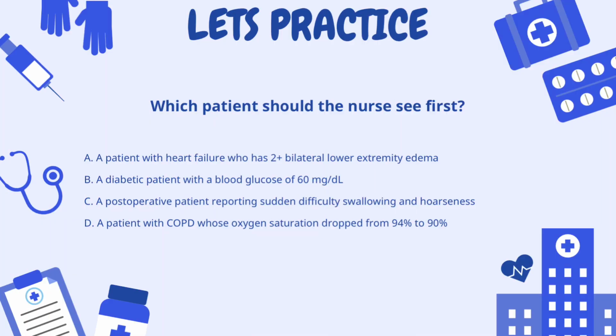Let's go ahead and practice our approach. Which patient should the nurse see first? A patient with heart failure who has 2+ bilateral lower extremity edema. A diabetic patient with a blood glucose of 60. A postoperative patient reporting sudden difficulty swallowing and hoarseness. Or a patient with COPD whose oxygen saturation dropped from 94% to 90%.